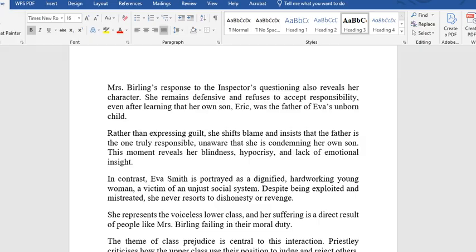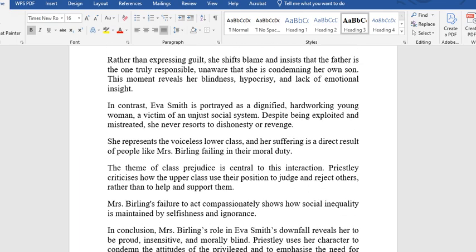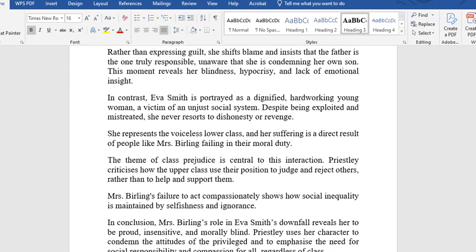She is unaware that she's condemning her own son, that is Eric. This moment reveals her blindness, hypocrisy, and lack of emotional insight. In contrast, Eva Smith is portrayed as a dignified, hardworking young woman, a victim of an unjust social system. Despite being exploited and mistreated, she never resorted to dishonesty or revenge. So we are also identifying Eva Smith here as one of the characters mentioned in the question. All these are the guidelines that I expect you to follow while writing literature in English questions.